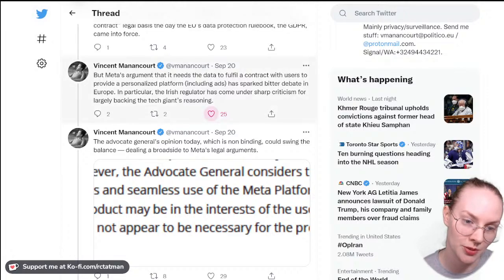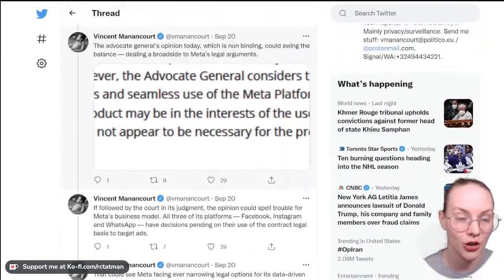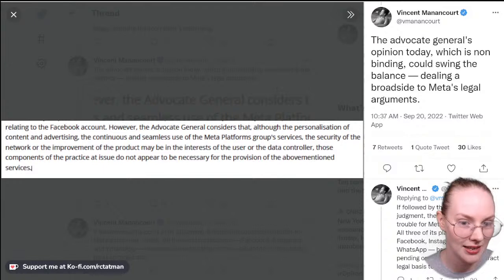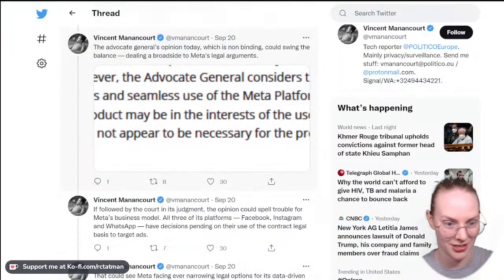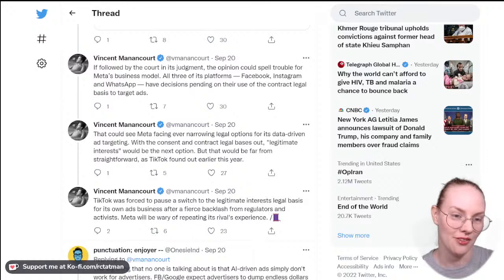The Advocate General's opinion today, which is non-binding, could swing the balance. The Advocate General considers that although the personalization of content and advertising, the continuous and seamless use of Meta Platforms group services, the security of the network, or the improvement of the product may be in the interest of the user or the data controller, those components of the practice at issue do not appear to be necessary for the provision of the above-mentioned services. If followed by the court, the opinion could spell trouble for Meta's business model.